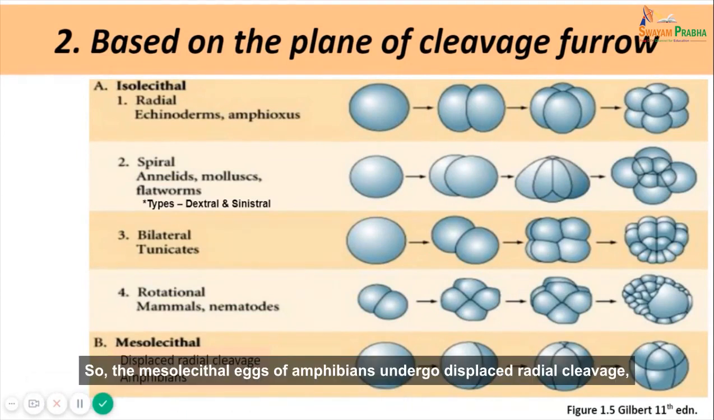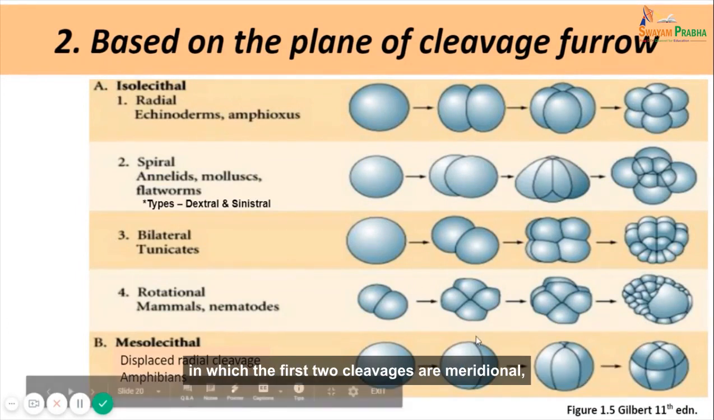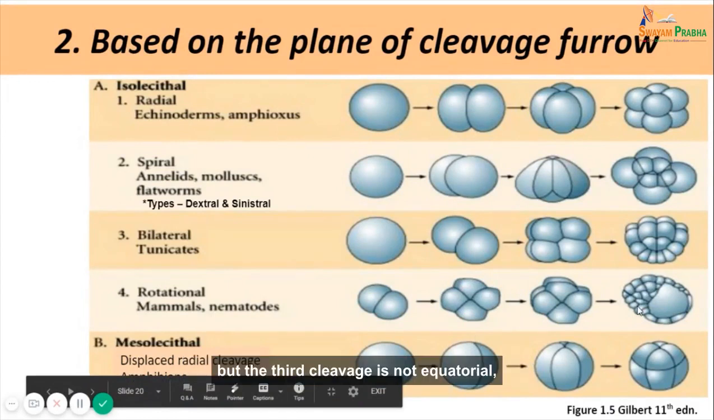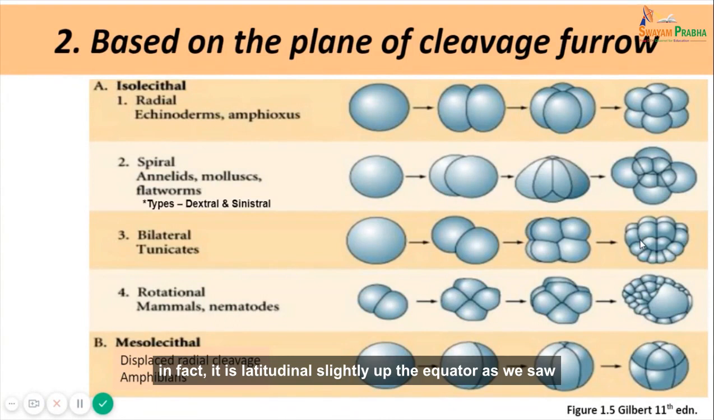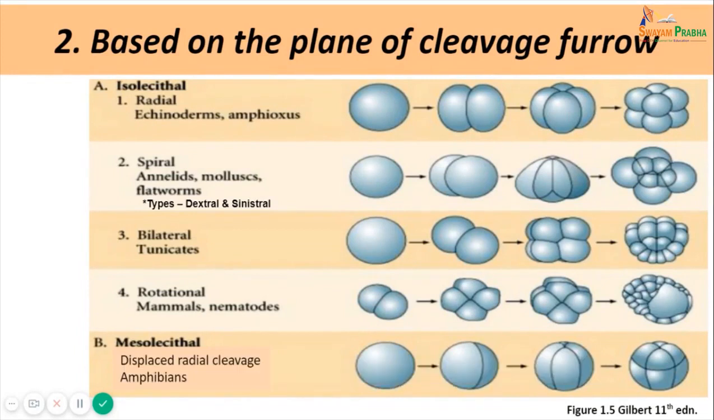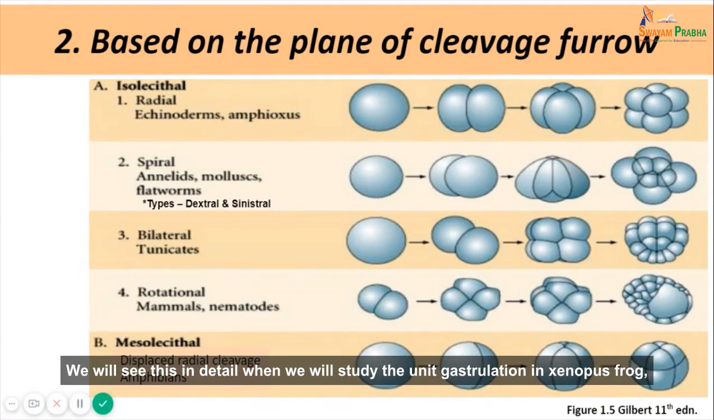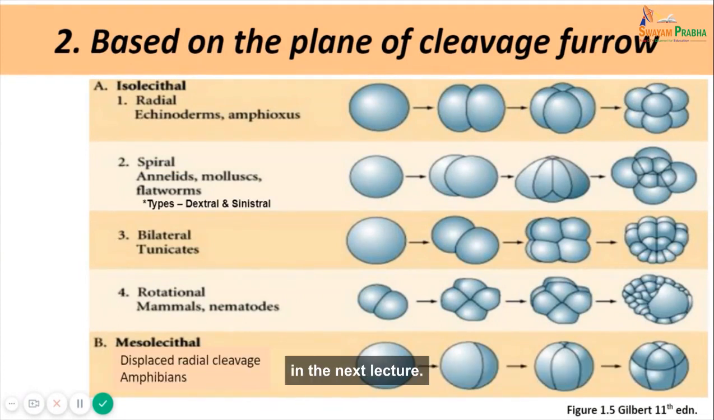The fifth type of cleavage plane here is the displaced radial cleavage, which is seen in amphibians. So the mesolecithal eggs of amphibians undergo displaced radial cleavage, in which the first two cleavages are meridional, but the third cleavage is not equatorial. In fact, it is latitudinal, slightly up the equator, as we saw in the unequal holoblastic cleavage. So after the third cleavage, though the upper tier of cells lies exactly upon the lower tier, it consists of smaller cells known as micromeres, and the lower tier of cells is constituted of larger cells called macromeres. We will see this in detail when we study the unit of gastrulation in Xenopus frog in the next lecture.